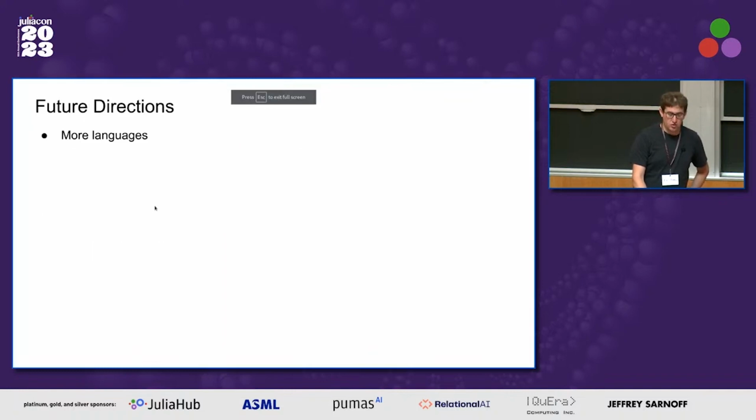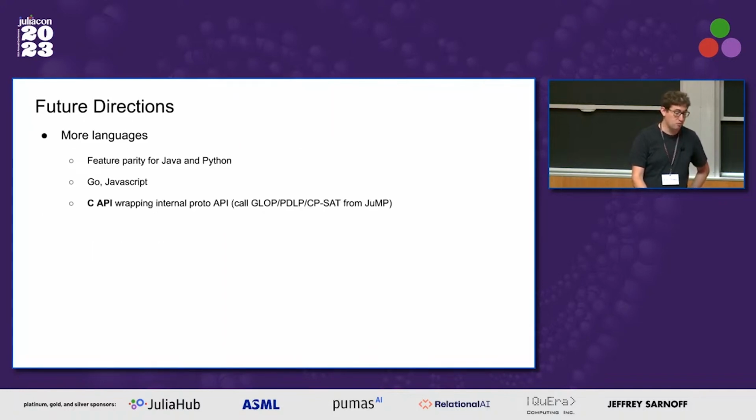Okay, so future directions: more languages. We need to catch up in Java and Python. We want to get Go and JavaScript. And we also want a C API, so that any language could wrap our solver. And if JuMP wants to call GLOP or PDLP or CP-SAT, this could be one path. They could also directly connect to these libraries, but the nice thing about using MathOpt is that the API is very small. There are only 3 methods that we need to wrap in the C API. So we want to add more constraints. We want to add more solvers.